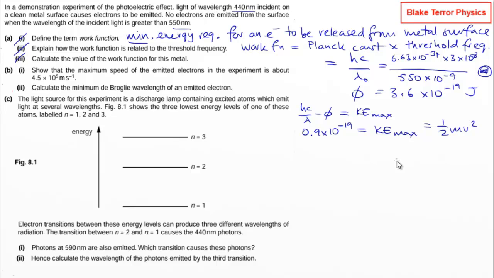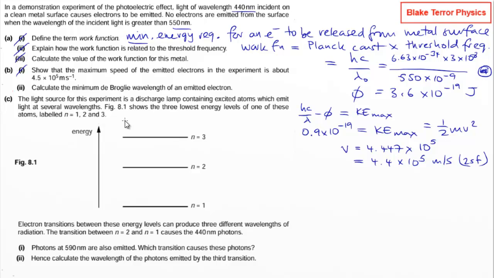4.447 is what it comes out as. So that's our v, 4.447 times 10 to the 5, which is 4.4 times 10 to the 5 meters per second to two significant figures, which is close enough to 4.5.